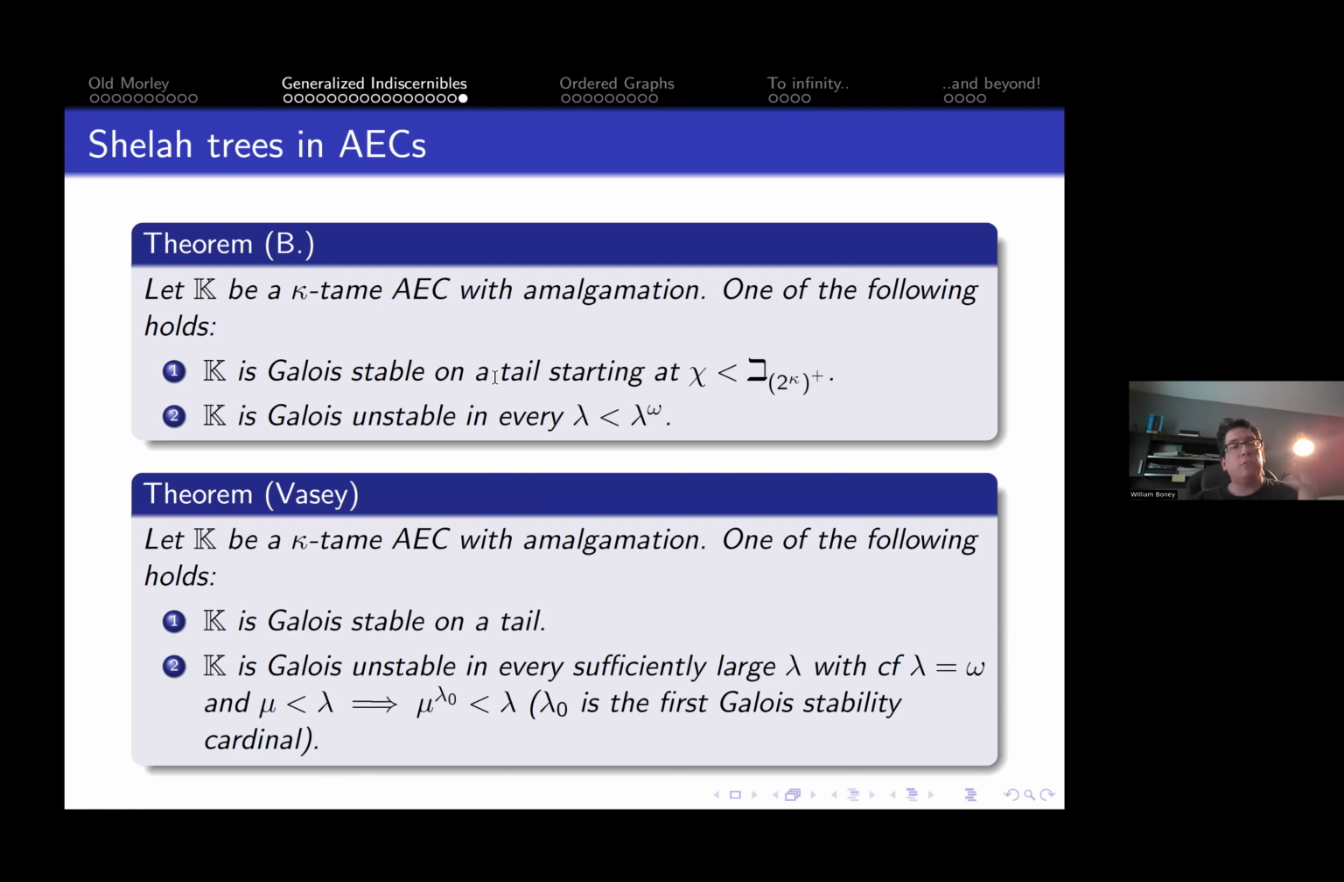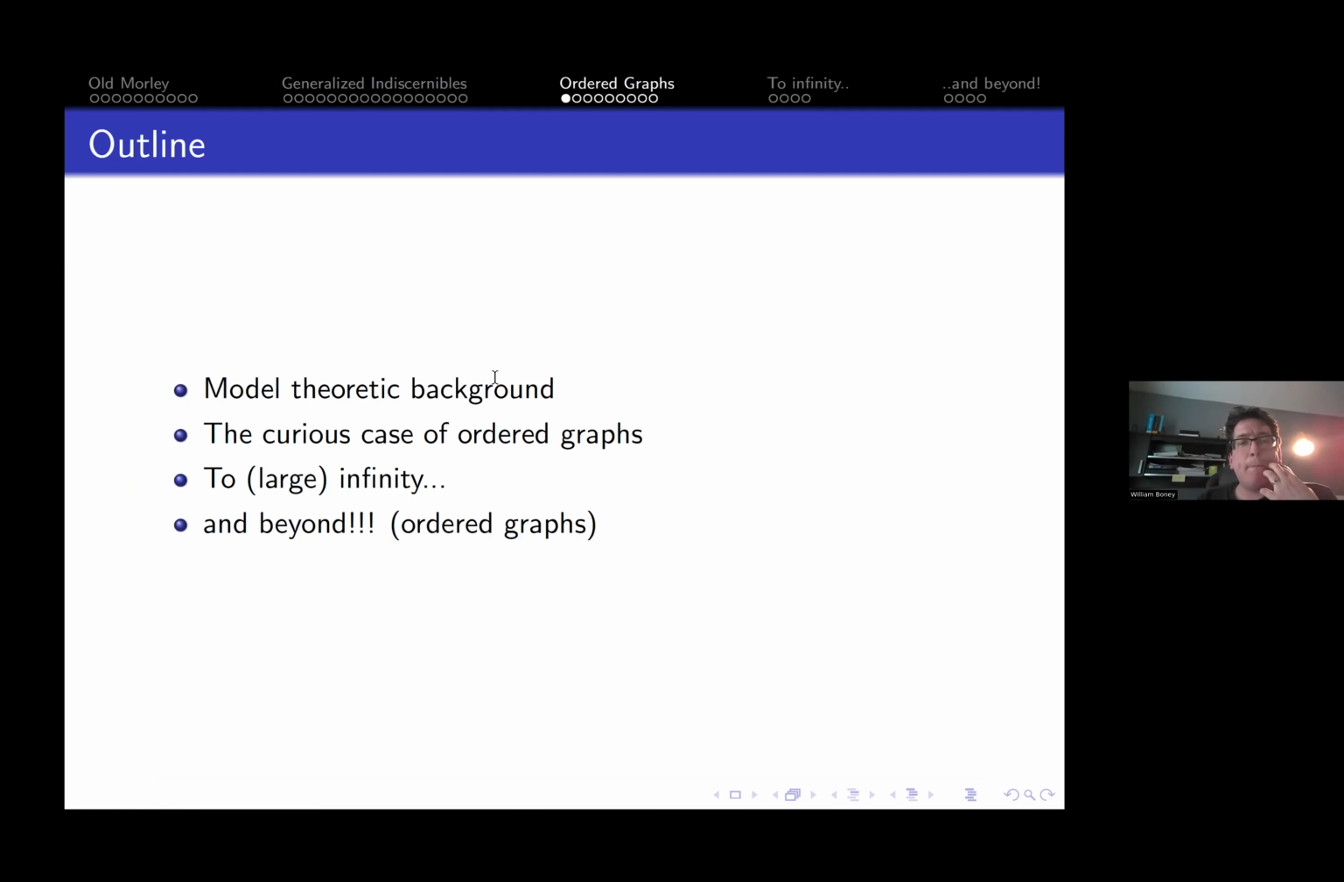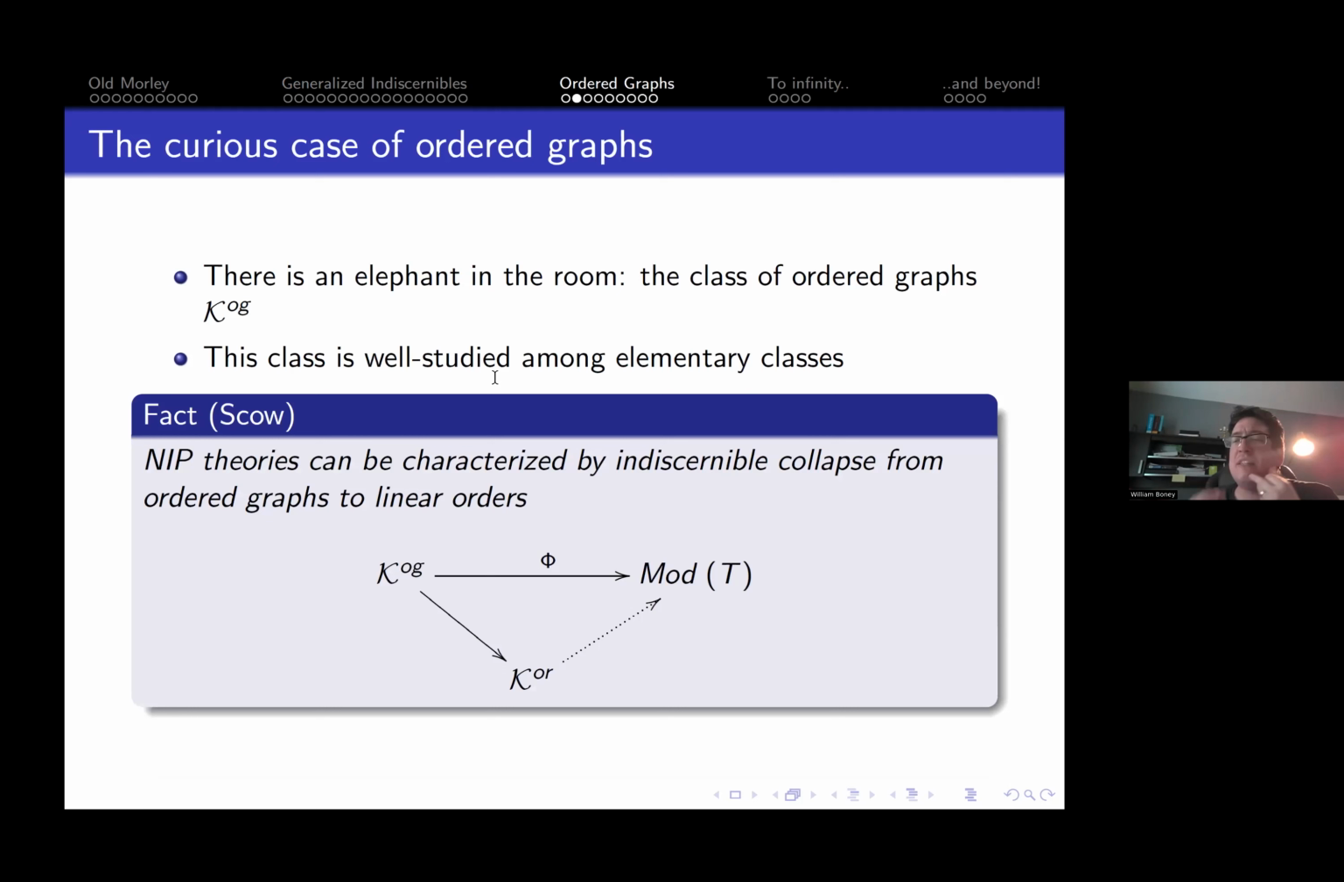Okay, so that brings us to ordered graphs, and this idea of indiscernible collapse, right? So I mentioned ordered graphs at the very beginning, but I didn't say in my list of examples whether or not they're an Erdős-Rado class. And this is a really important one because these are well studied amongst elementary classes, right? In classification theory, there's this whole library of dividing lines that are important and that we often try and generalize in some way or another to abstract elementary classes.